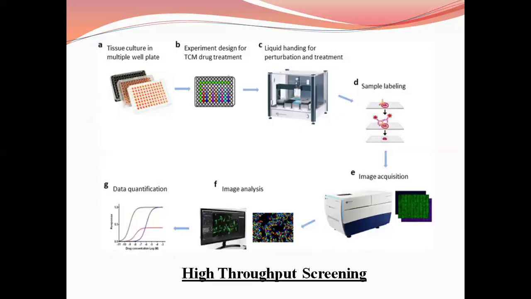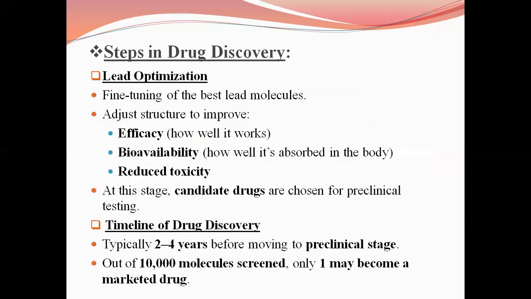ये pictures में आप देख सकते हैं high throughput screening के जो steps बताए हैं, किस तरह से thousands of images create हो रही हैं, किस तरह से ये robotic technique को use करके one molecule, one lead molecule decide करते हैं, finalize करते हैं। Steps in a drug discovery, lead optimization क्या है? Fine tuning of the base lead molecule, adjust structure to improve. जैसे कि आपने study किया होगा about the structural activity relationship studied in the medicinal chemistry, different types of molecules are decided here.